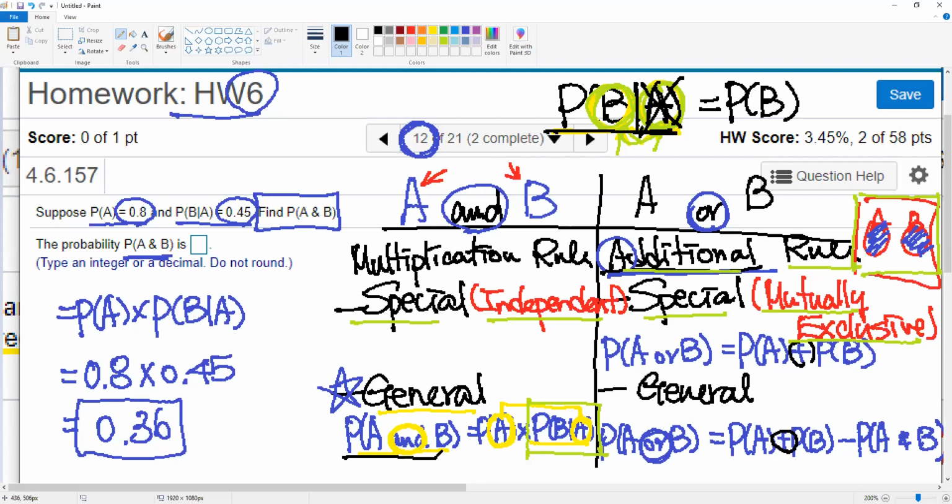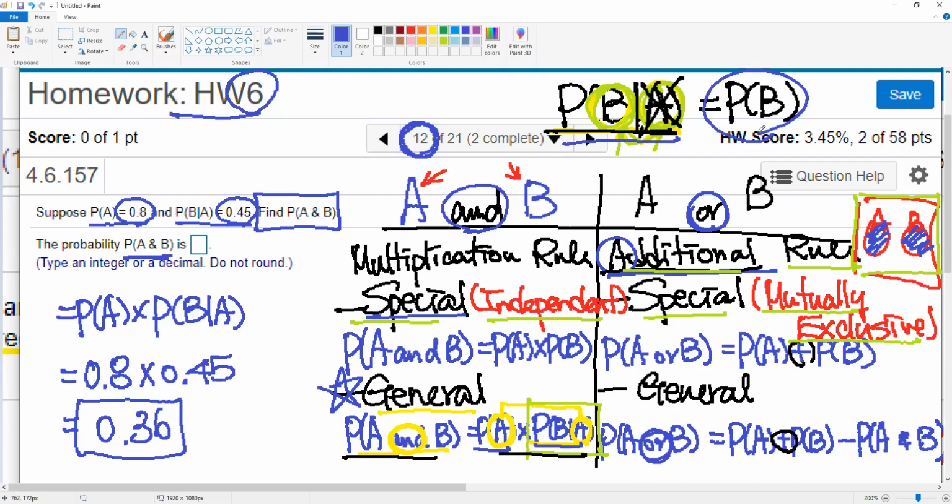So now let me copy the general multiplication rule when we need A and B again. But in the special case, when they are independent, I just copy the first one and simply multiply by B, because the event of B does not depend on A. So the conditional probability is just B. So now we have two cases.